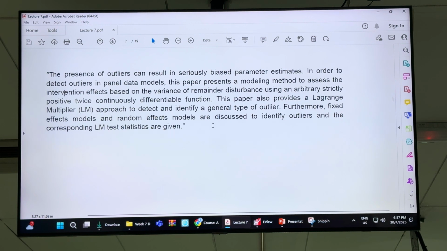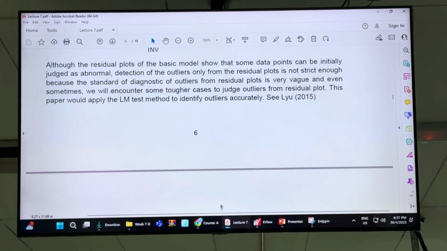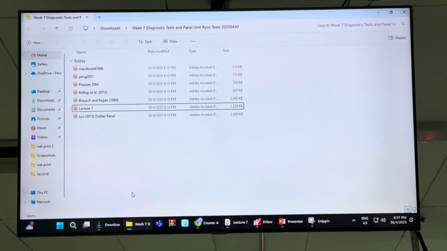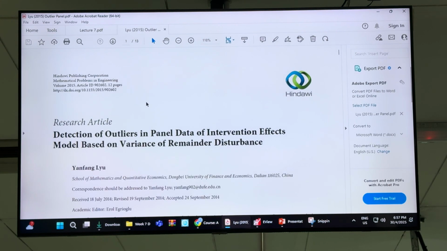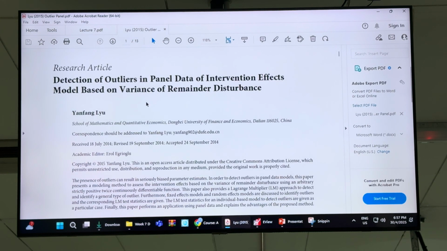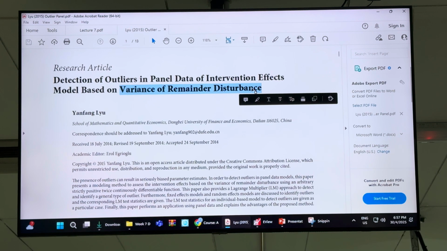You can take a look at the original paper by this group. I think I showed you this one, the outlier pattern, right? So you base it on the various remainder disturbance. I don't think, because it is much more on statistics, right? Much more on statistics, to account for the outliers, because outliers come in so many different types.